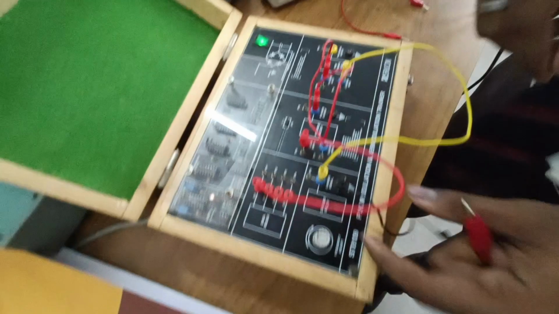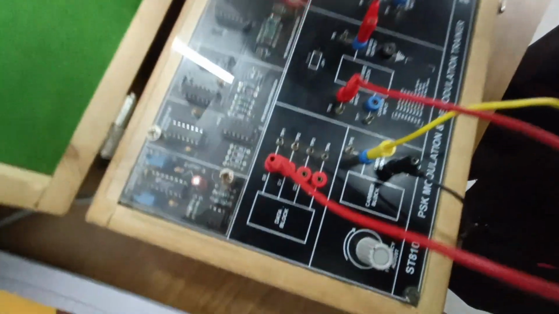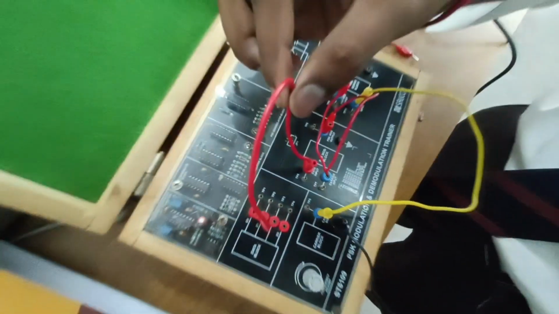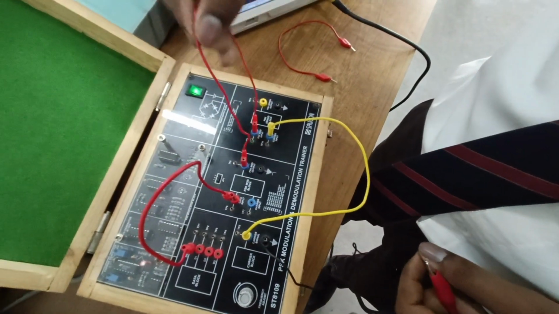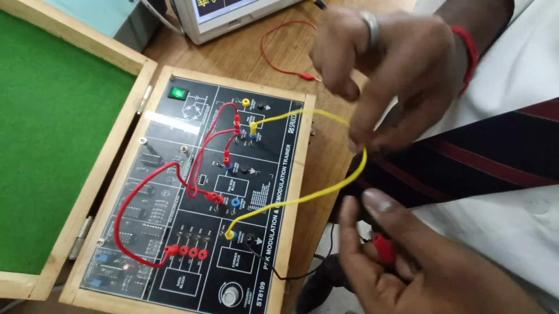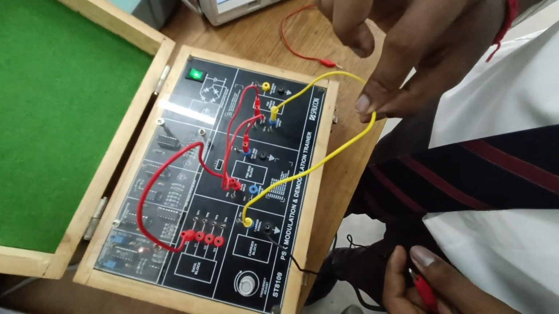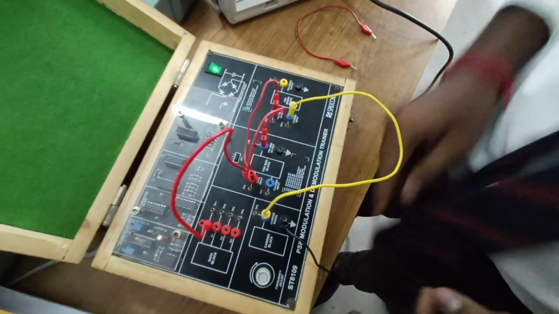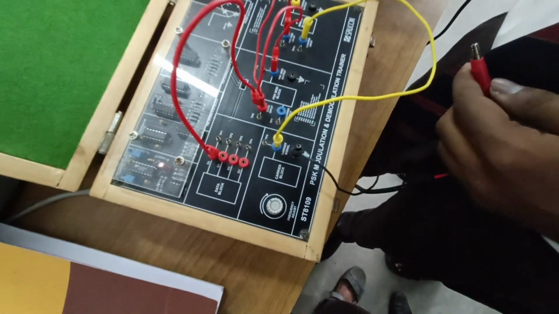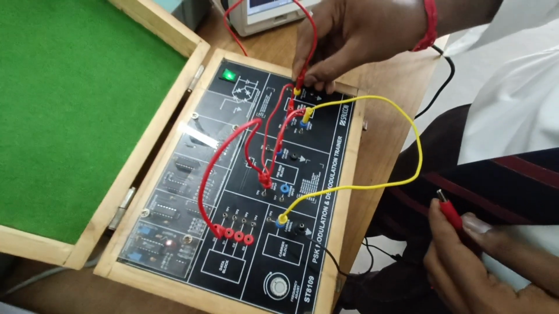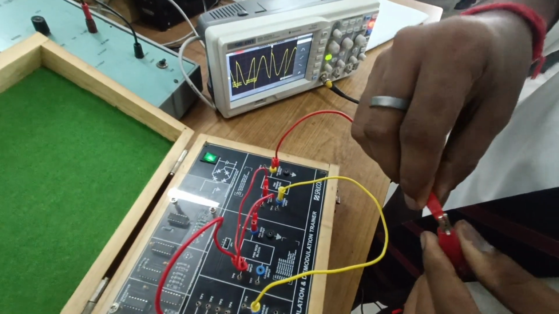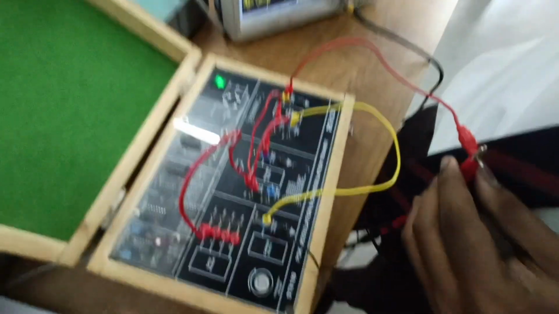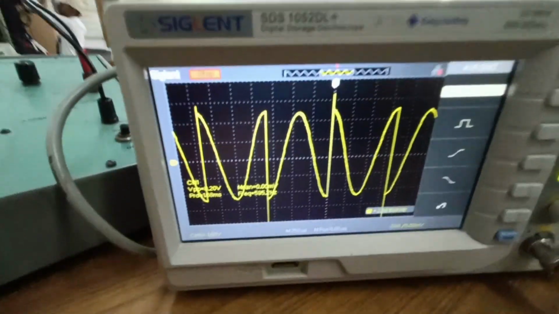Now the final output. See the connections. This is the message signal, this is the PSK modulated output, and the yellow wire is the carrier signal. And this is the ground. From this point we are going to get the PSK demodulated output, that means the original message signal. Now see the DSO.